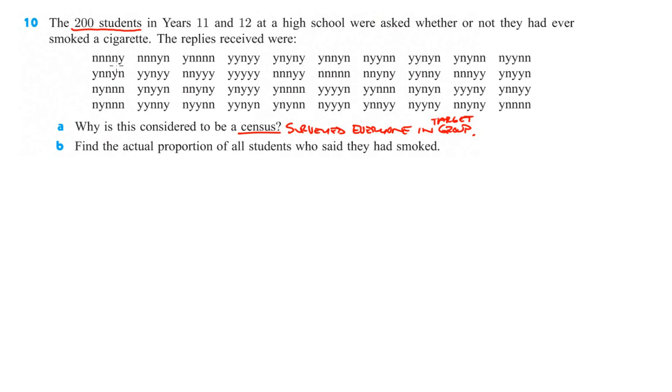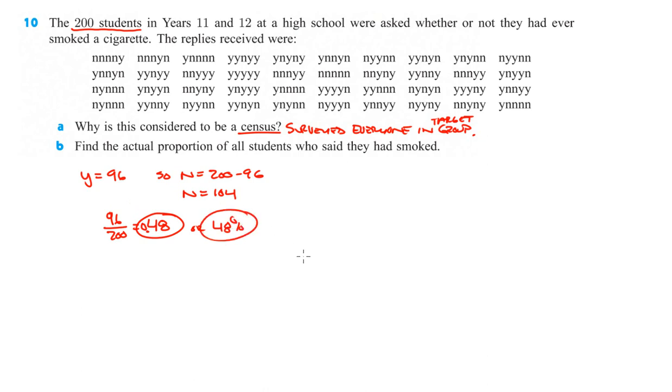So really what we need to do with this is count up all the, well, we know there's 200 total, so we can count up, say, all the N's and all the Y's. Probably don't have to count up all the Y's. Let's just count up all of one or the other, and then we can do the math from there. Okay. So I went through and counted them all up, and what we had on this one here is 96. Okay. So there's 96 total yeses. That means there's 104 no's. But the actual proportion of all students who said they had smoked would be 96 out of the 200, which is 0.48 or 48%, however you want to look at that. Okay. All right.